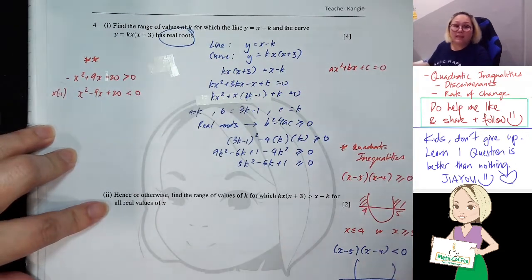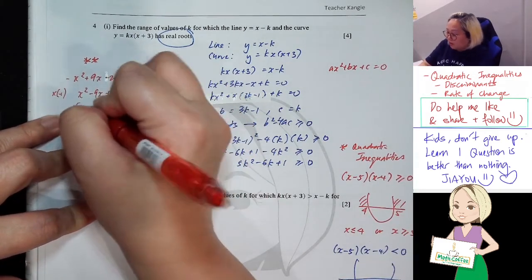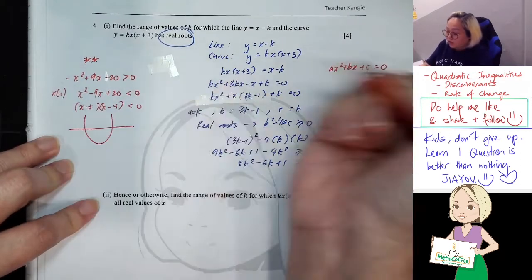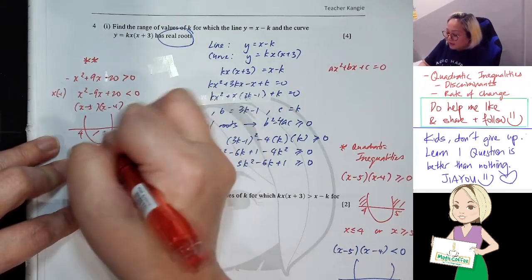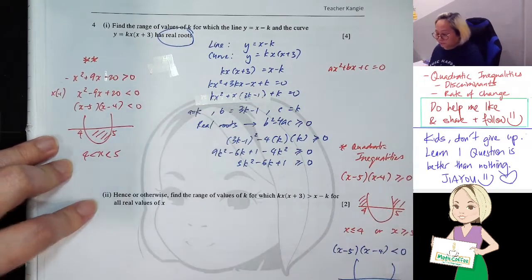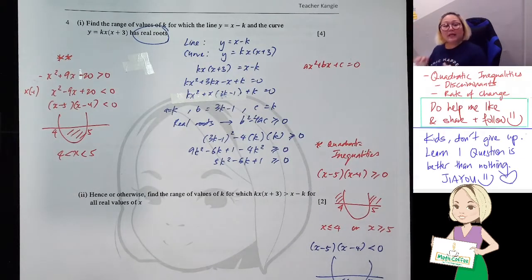Then it will be exactly the same like a quadratic inequality. Same thing, you will have (x minus 4)(x minus 5) less than 0. Then now you can draw the happy face. You have 4, you have 5, less than 0 is here. So x is between 4 and 5. Understand? So basically, quadratic inequality is actually very easy.